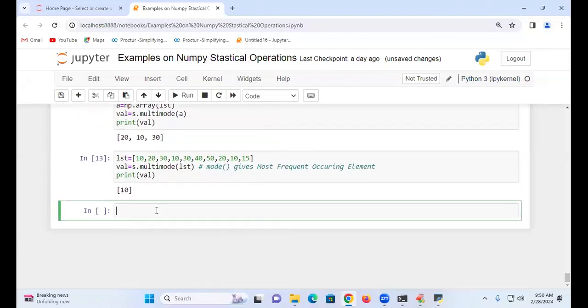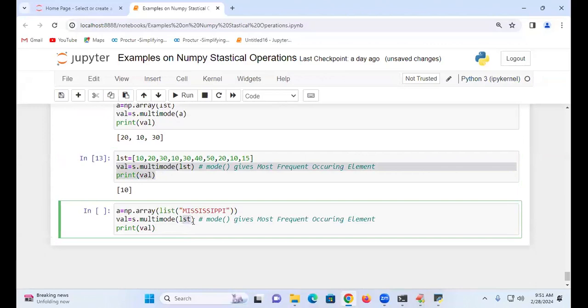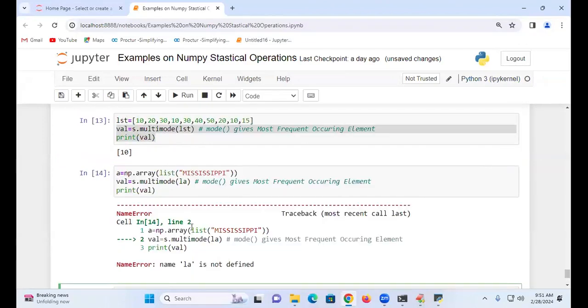Last and final, suppose the question asks like this: A is equal to np dot array of list of, I am writing here, Mississippi. They're asking something like this, and they're asking to find out the multi-mode of that. What is the multi-mode of this A? So the value called what?